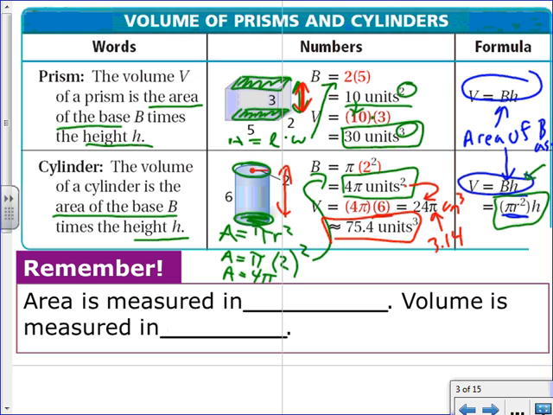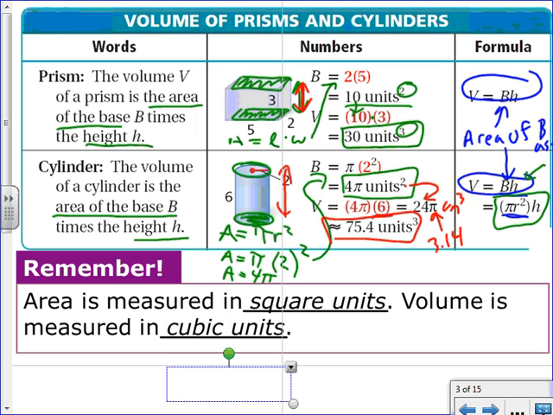Okay? One thing to keep in mind though, area is measured in square units. Volume is always measured in cubic units.